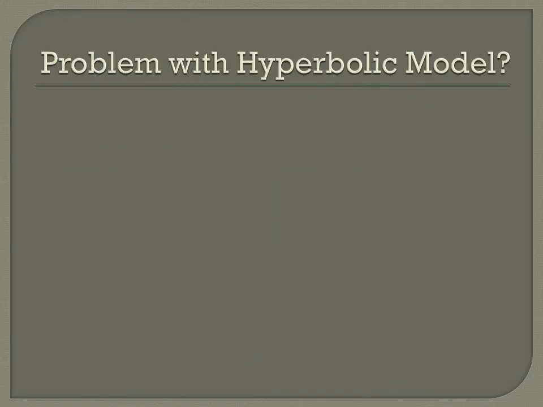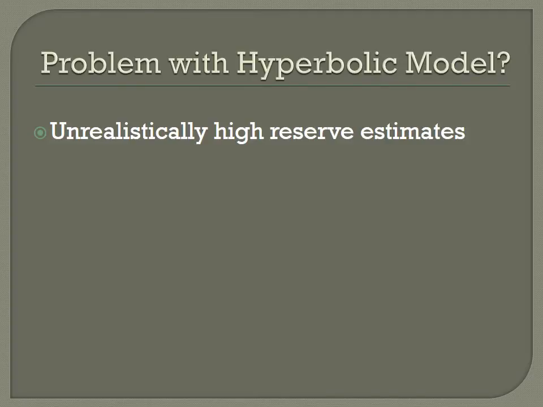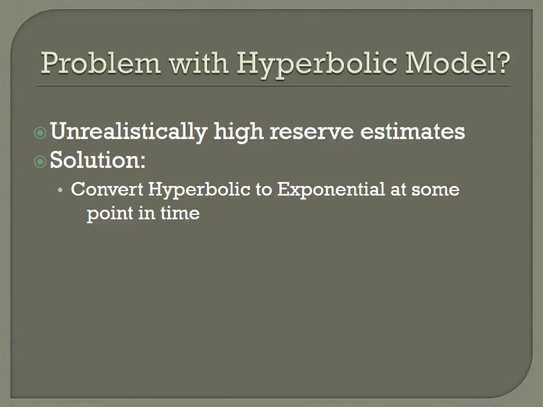A problem that often arises when using the hyperbolic model is that over long periods of time it can overestimate reserves. To solve this problem, the hyperbolic curve is converted into an exponential decline at some predetermined point in time, as shown in the graph below.